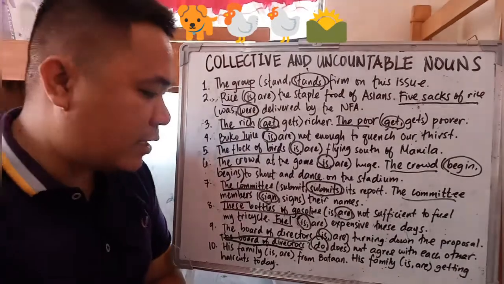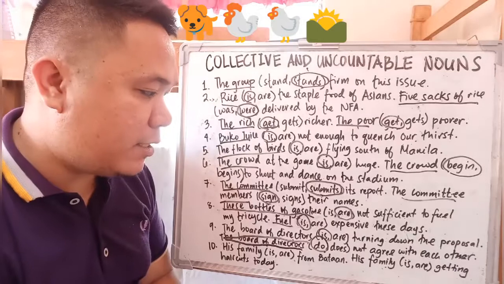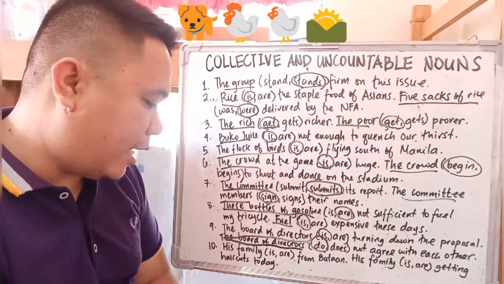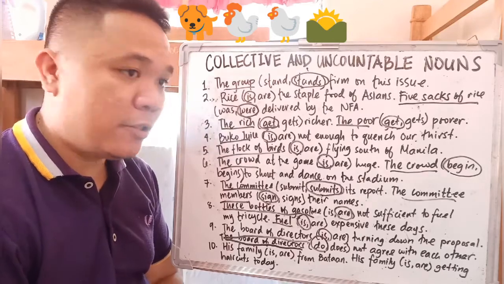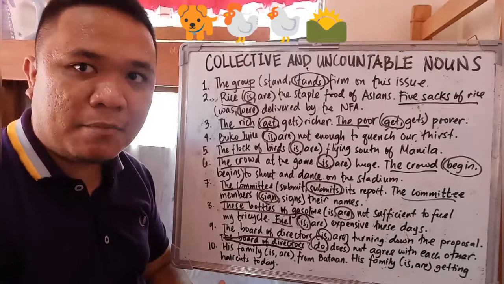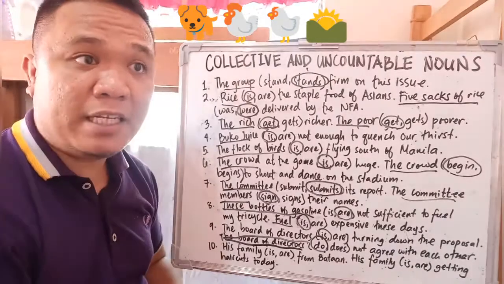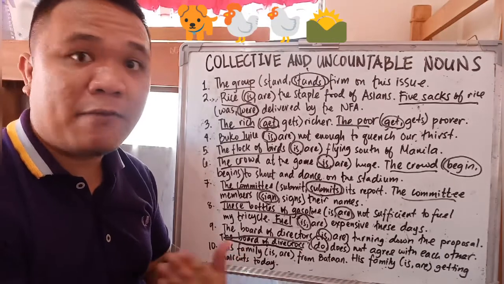Lastly, his family are from Bataan. Bataan is one of the places here in the Philippines. His family are getting haircuts today. So his family, referring just within the family, it is called a family. But there's such a thing as families. So my family and other family, we are having different families.